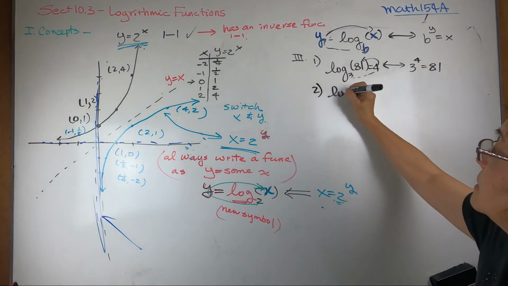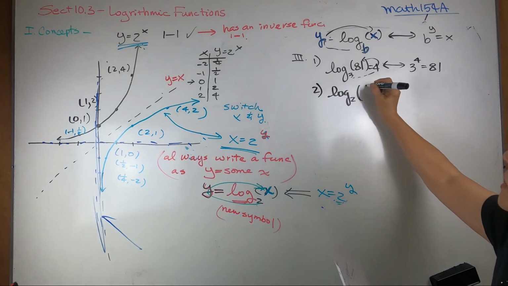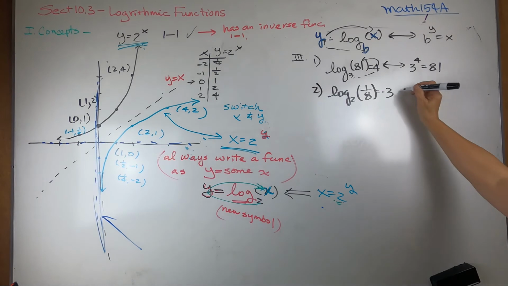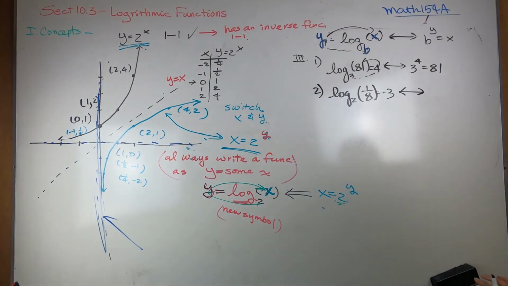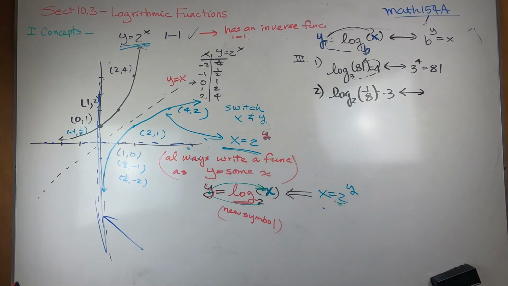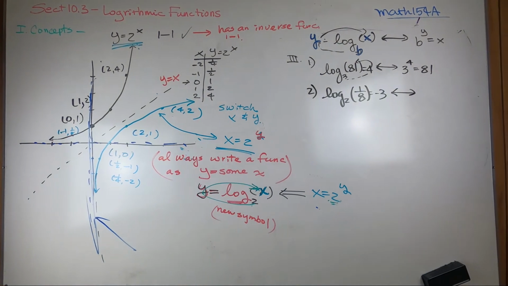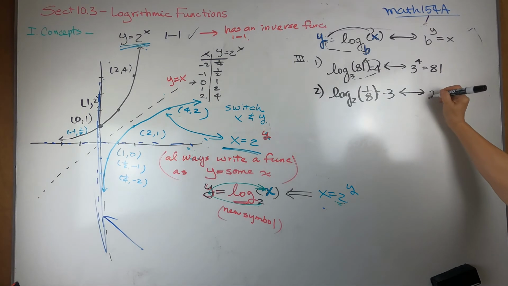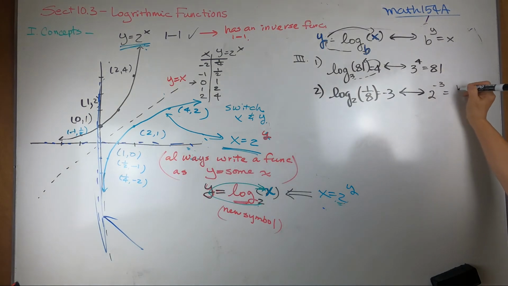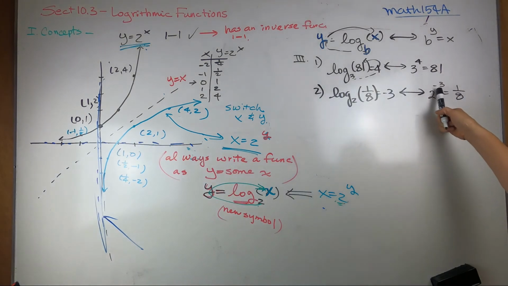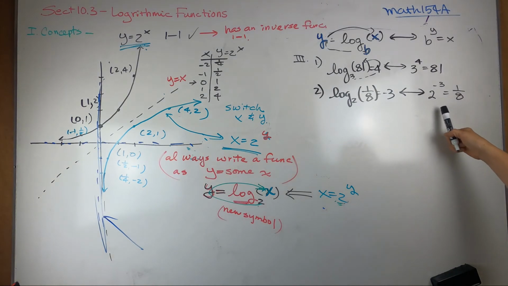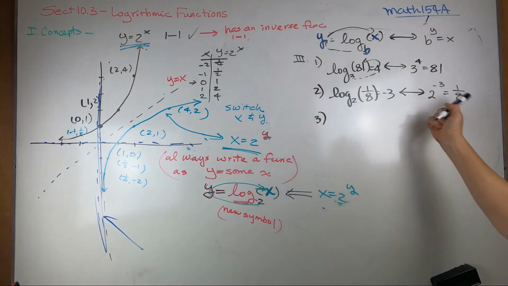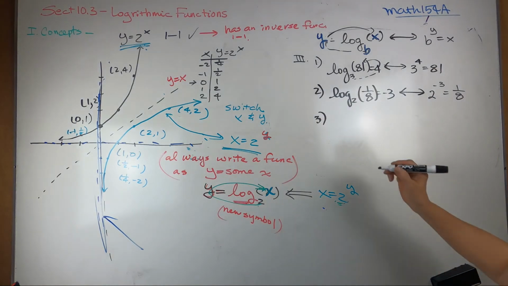If I write log base 2 of 1/8 equals -3, and you write it in the exponential style, what do you have? You have 2 to the -3 is 1/8. Is that right? Reciprocal, 1/2 to the 3rd power is 1/8. So they mean the same thing.